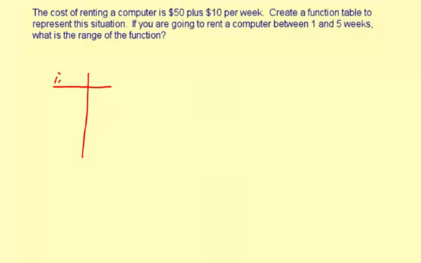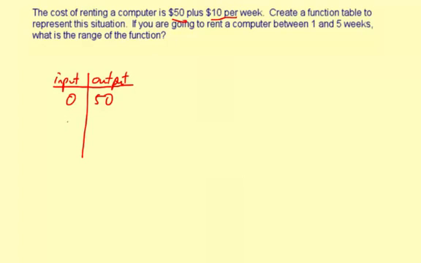So we're going to have the input and the output. Okay, well, if you have $50, that's the initial cost. So that means your input is 0 and your output is 50. That's just what you pay to get going. And it's going to be $10 per week. That's the rate. Notice the word per there.